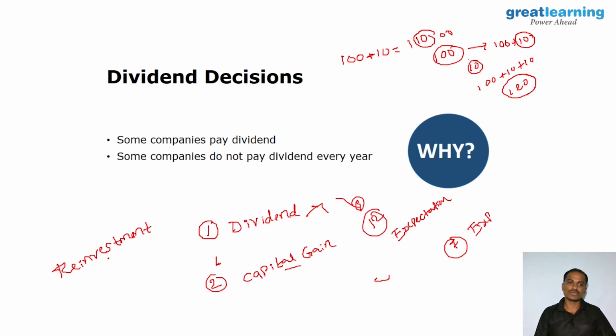They reinvest this money in the business, and they earn more returns, and they satisfy the needs of their investors. So that is the reason some companies don't pay dividends: they want to reinvest that money in profitable business opportunities. When there is no profitable business opportunity existing, what they do is simply distribute dividends.